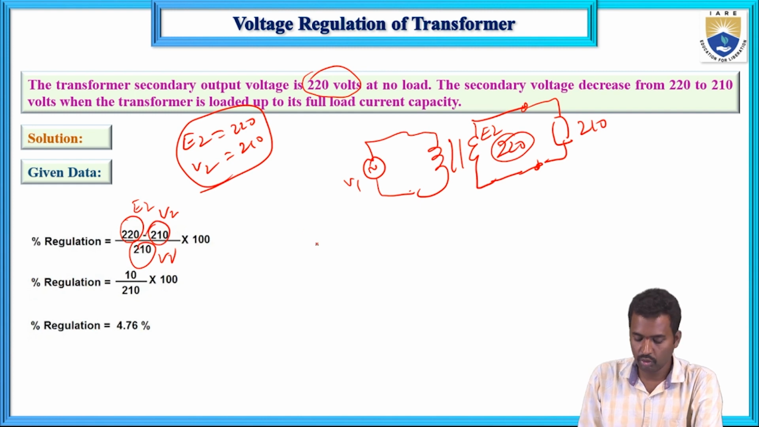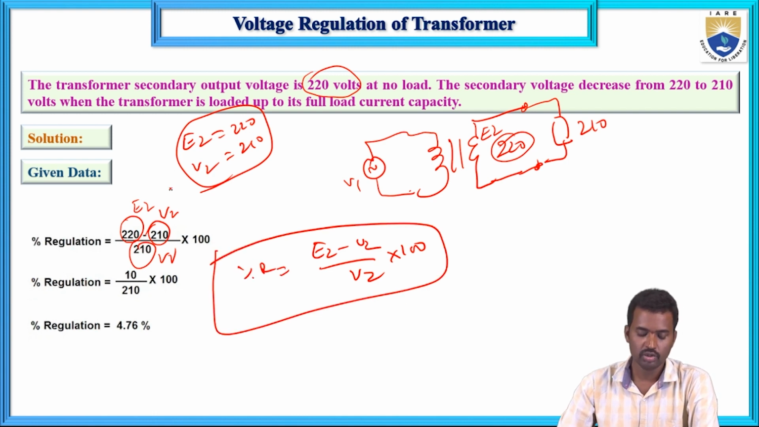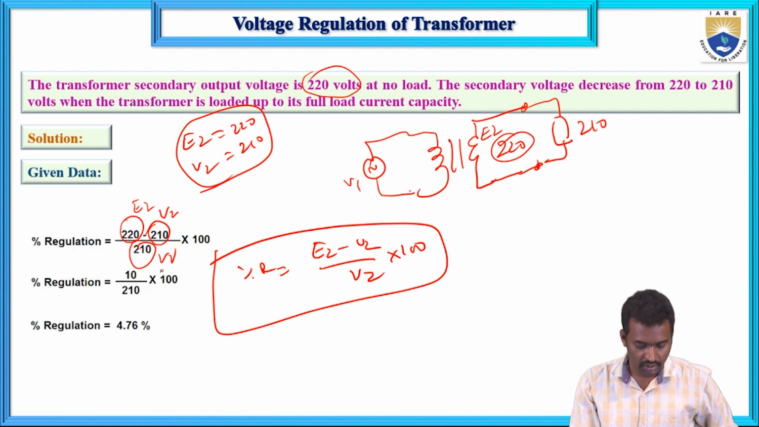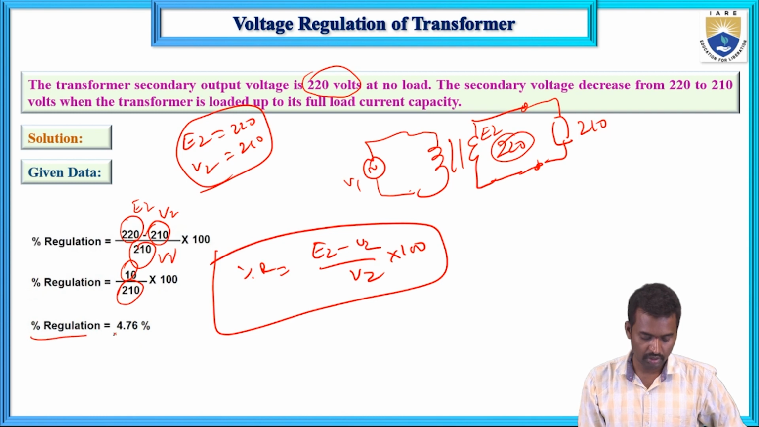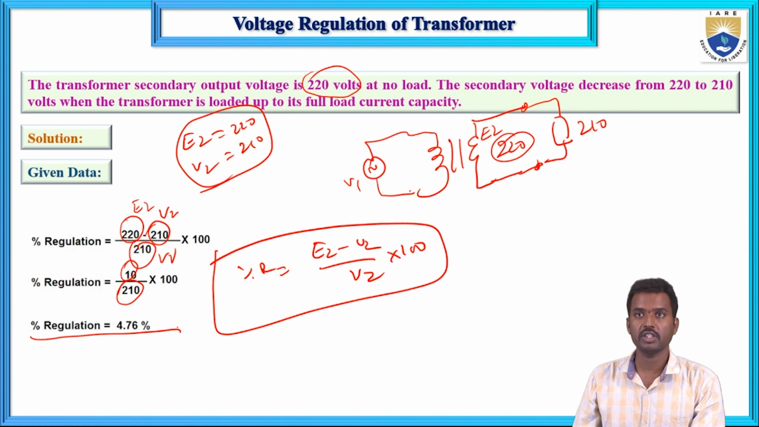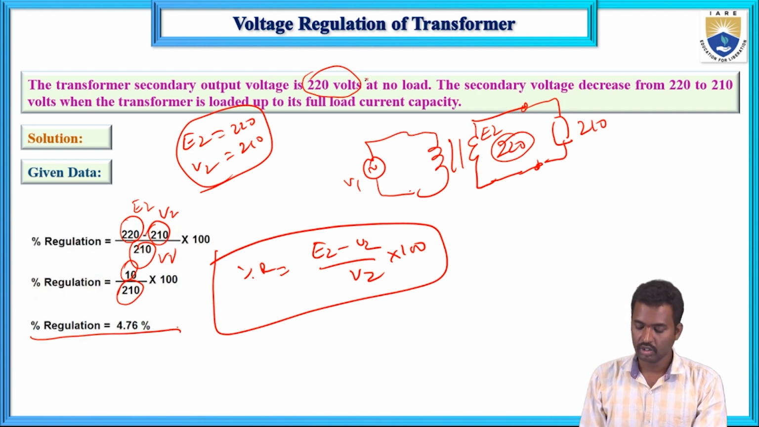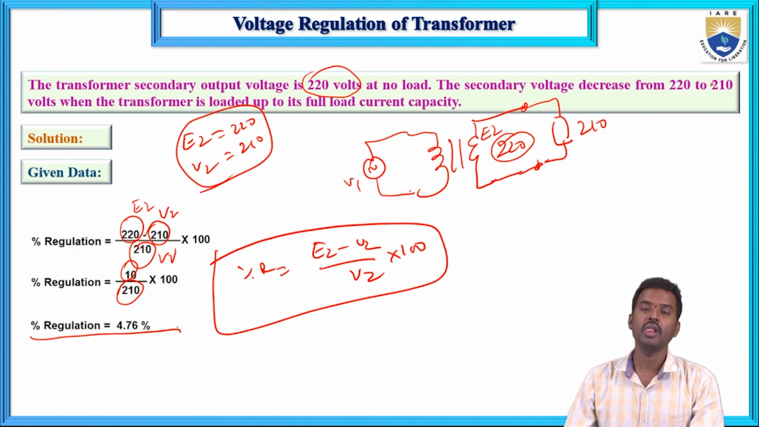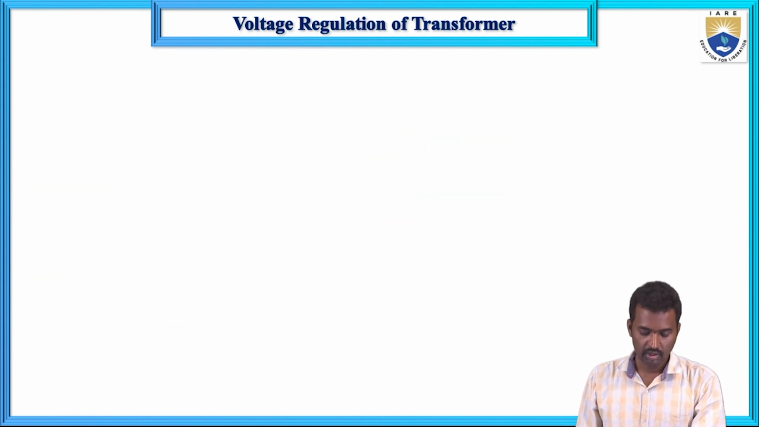This is (E2 minus V2) divided by V2, into 100, that is the percentage regulation. This is the formula. So now here the difference is 220 minus 210, that is 10, 10 by 220. The final simplified value is 4.76. The voltage regulation of this transformer, when voltage decreases from 220 volts to 210 volts when the transformer is loaded up to full load current capacity, is 4.76 percent.